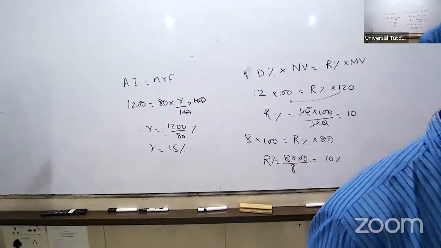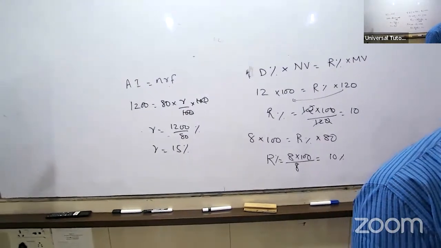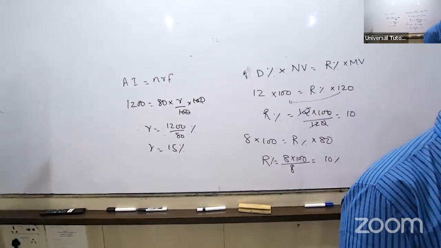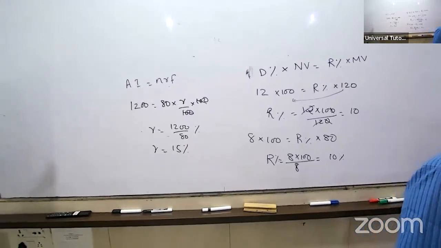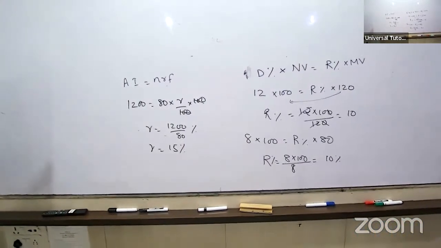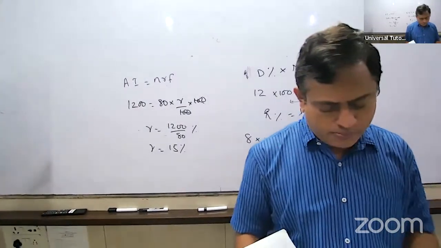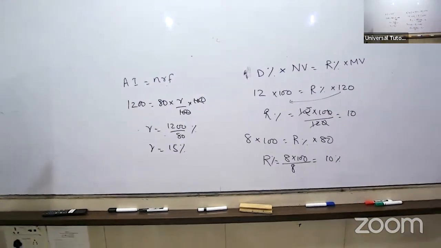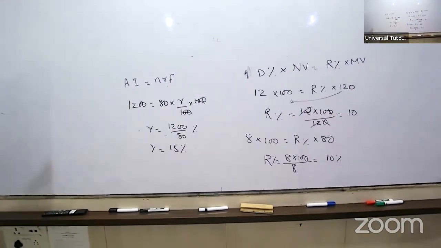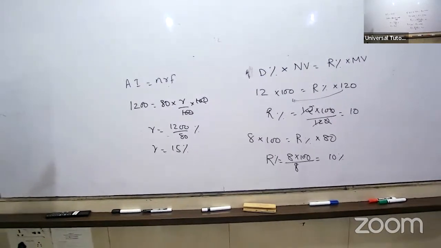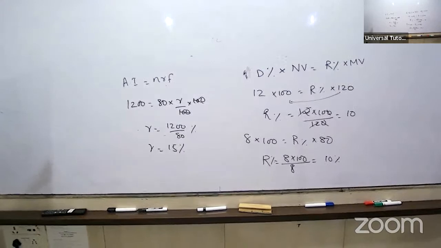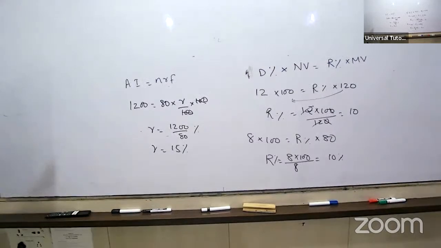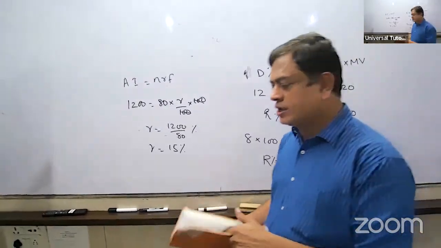Annual income of a person with 88 shares. Third one: if this person received 10% on his investment, find the price of each share.